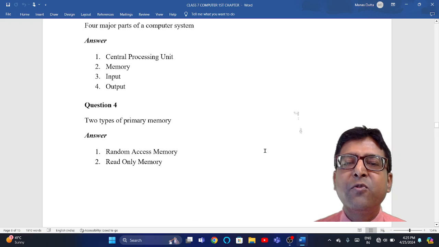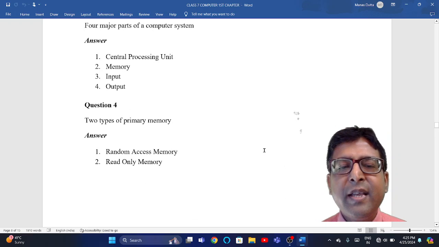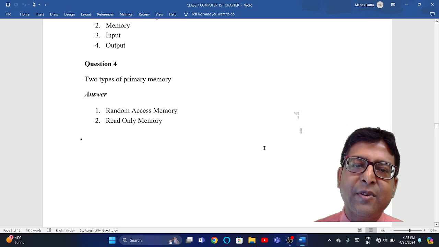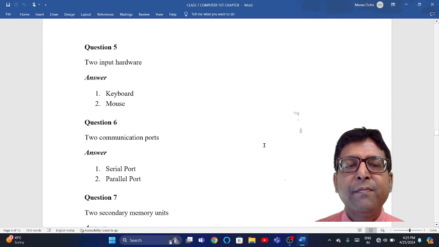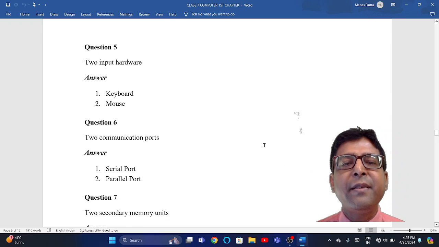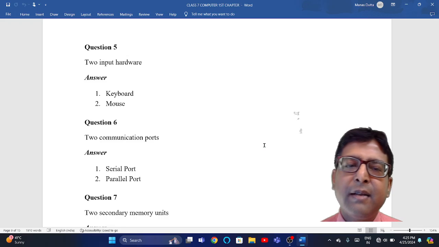Question 4, two types of primary memory. Answer random access memory and read-only memory. Question 5, two input hardware. Input device, here keyboard and mouse and scanner.